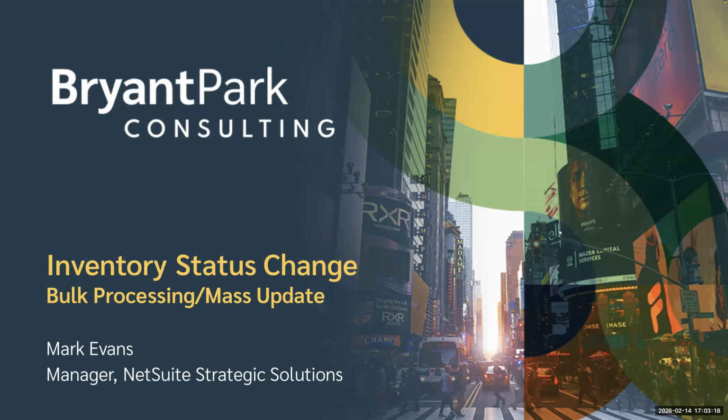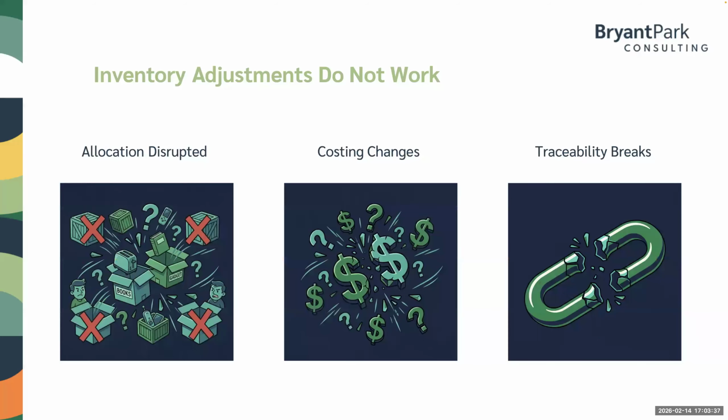When this occurs, natively, your option is to create an inventory status change transaction in NetSuite and to manually list out all of the inventory, all of the lots, all of the serial numbers to be modified. And that can be extremely cumbersome. For that reason, often companies are advised to use inventory adjustments, adjust out the inventory at the old status and adjust it back in at the new status.